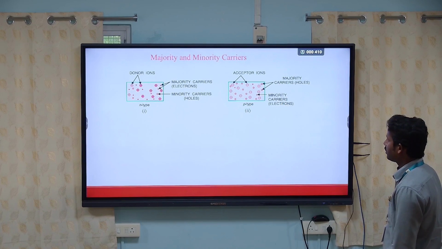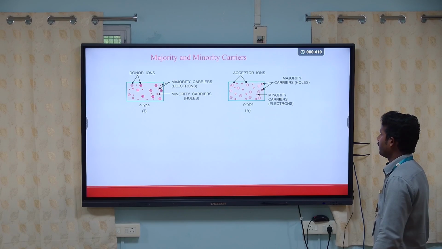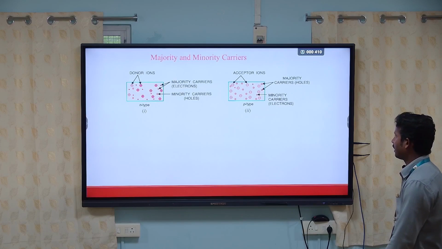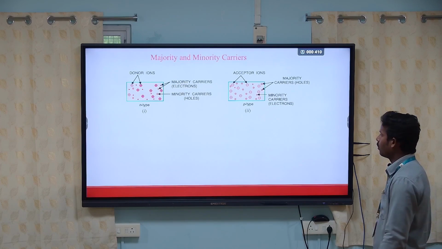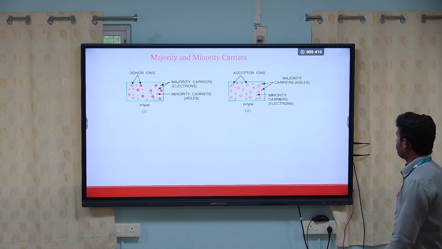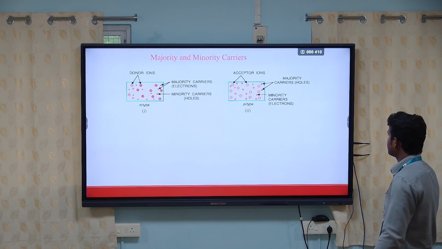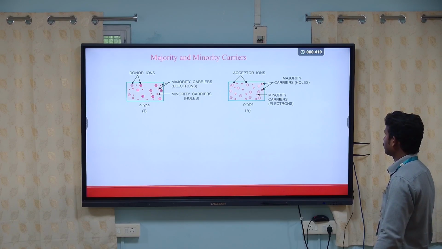Next, majority and minority charge carriers. If you take an N-type semiconductor, the majority charge carriers are electrons and the minority charge carriers are holes. In the P-type semiconductor, the majority charge carriers are holes and the minority charge carriers are electrons.